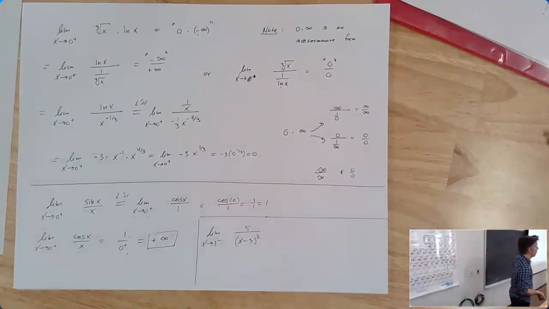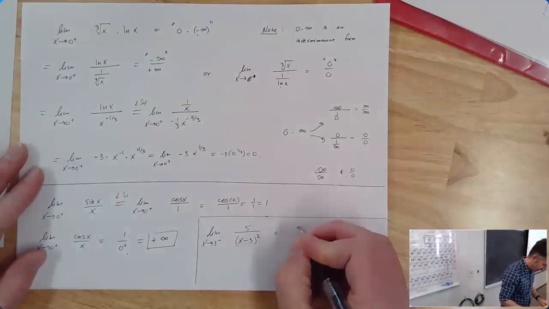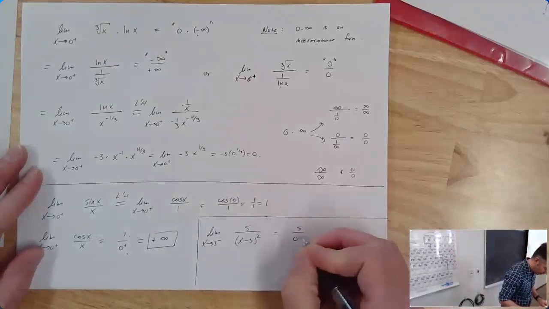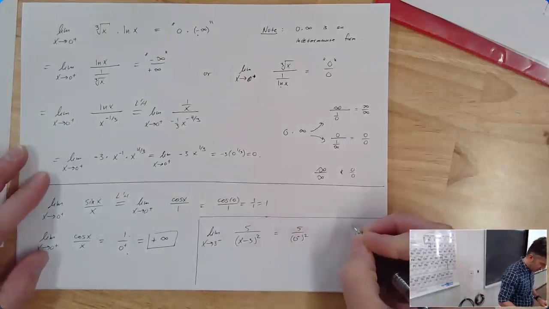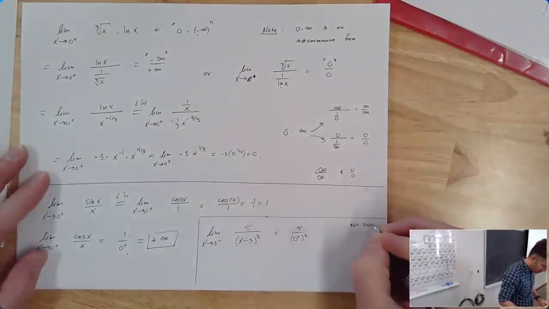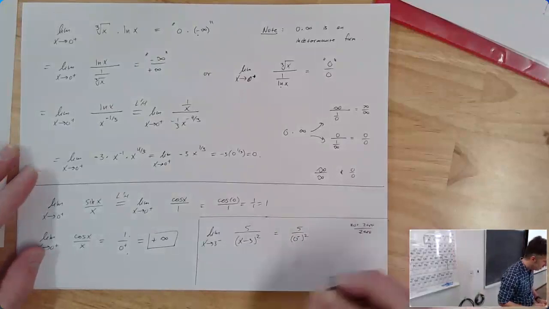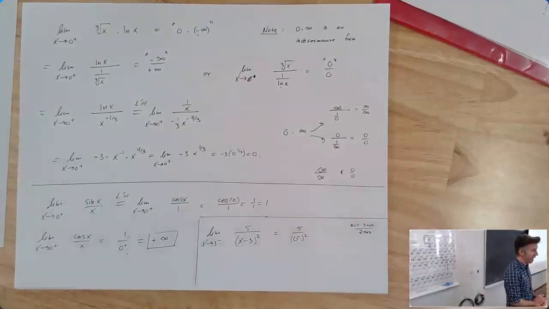By plugging in 3 here, what do I get? 5 over 0 squared, right? So what I see is not 0 over 0. When I have not 0 over 0, I know the limit doesn't exist, but I know it might be some sort of infinity because it might be getting infinitely large or negatively infinitely large.